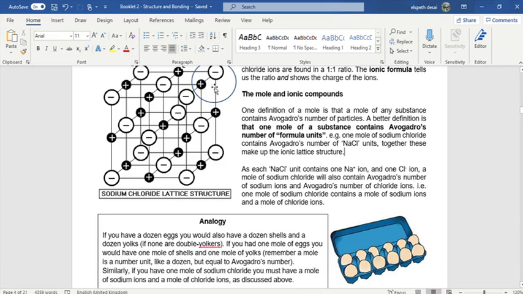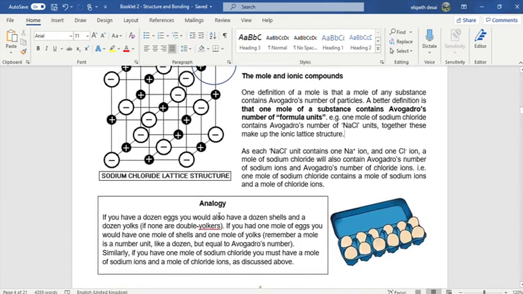Imagine in one unit we've got one of each type of ion. Now just imagine we've got a very big number of these units, Avogadro's number. If we've got Avogadro's number of NaCl units, that means we will also have Avogadro's number of sodium ions and Avogadro's number of chloride ions. So what we can say from that is that if we have 1 mole of sodium chloride, that must also contain a mole of sodium ions and a mole of chloride ions. I'm going to show you in the next page what type of question comes up on this.